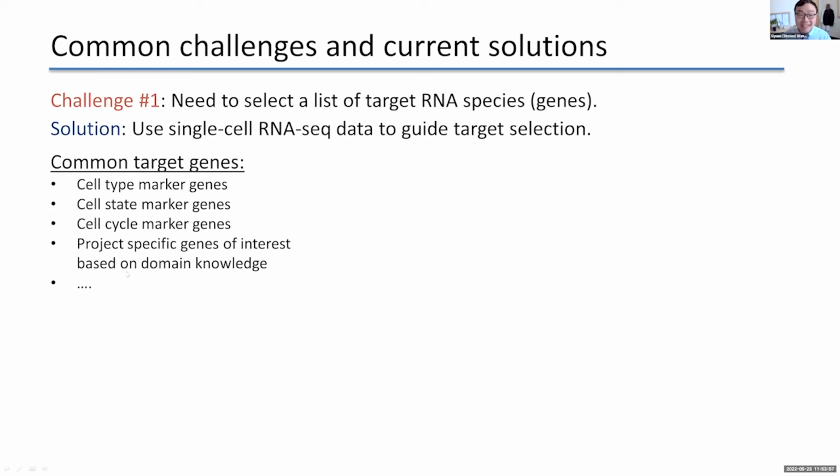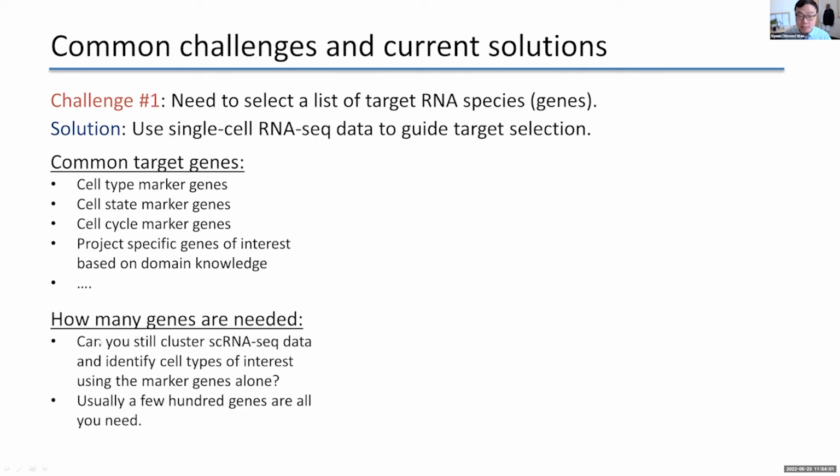And also for your particular project of interest, you may want to include project-specific genes of interest based on your domain knowledge. And when people are picking the marker genes, one common question is, how many genes are needed? I mean, how many genes do I need to include in this target list? So I would say, if your goal is to identify these different cell types and cell states with the spatial information, then one question you should ask is, can you still cluster the single-cell RNA-seq data and identify the cell types of interest using the marker genes alone?